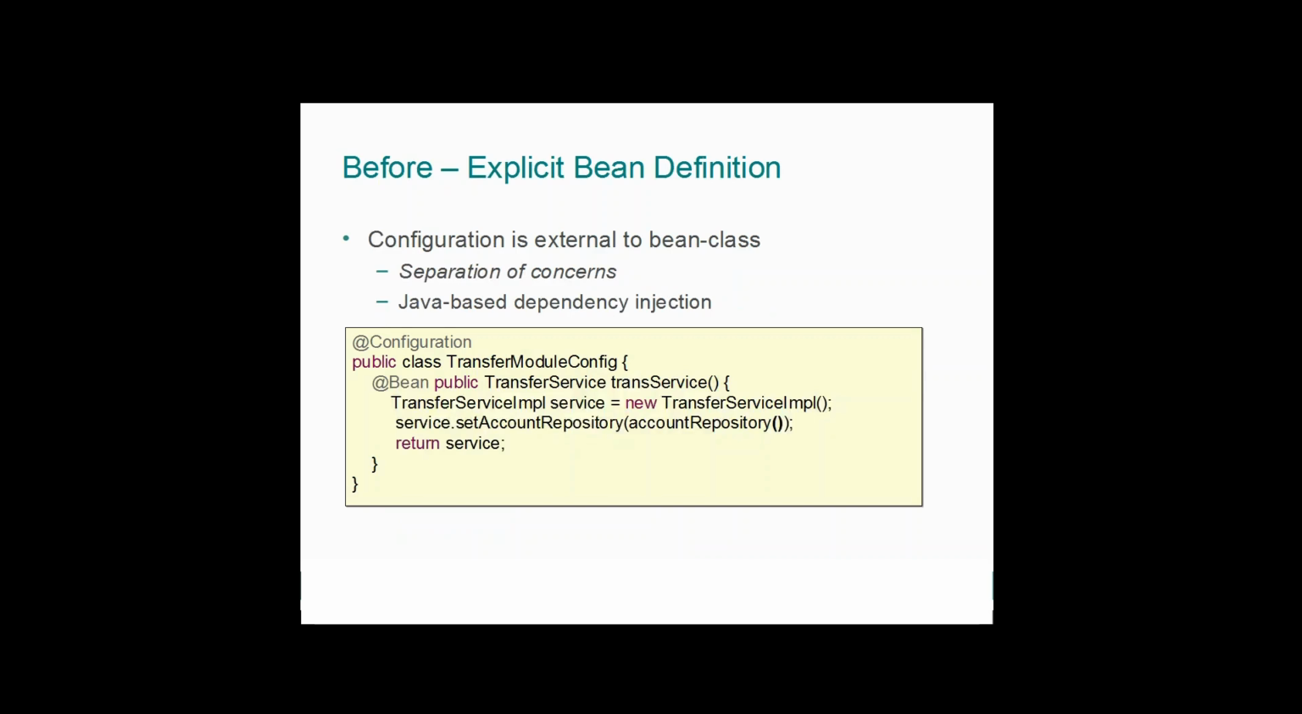Here, if you look at what we have discussed, I create a bean using a Java configuration, with this annotation, inside which I'm creating a bean. This Java class is a separate configuration class, external to my business logic, and I use it to explicitly create all the bean definitions. The configuration is external to my bean classes, so all the configuration goes into this Java configuration, which gives a separation of concerns and Java-based dependency injection. Yeah, somebody is asking a question.